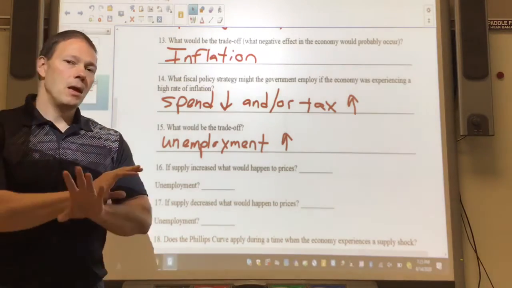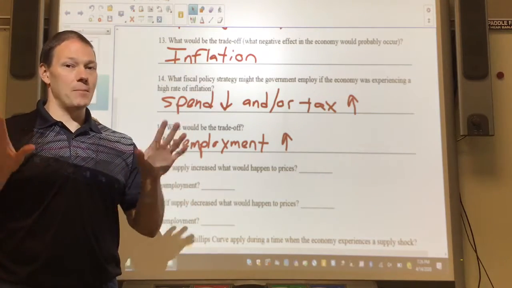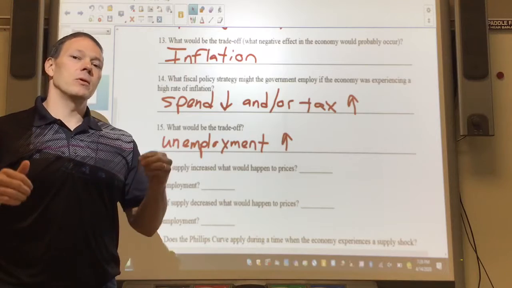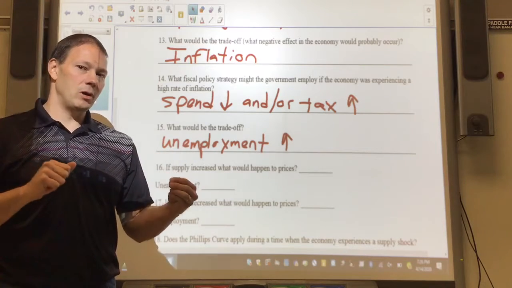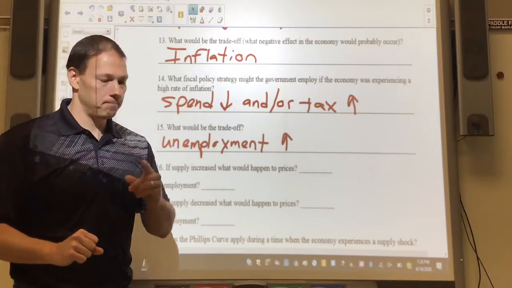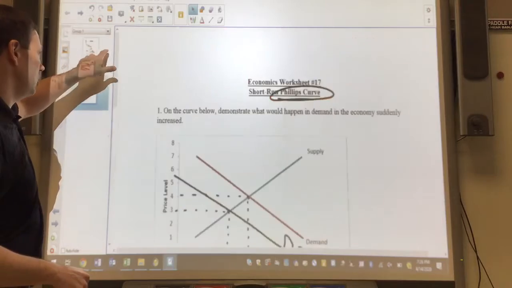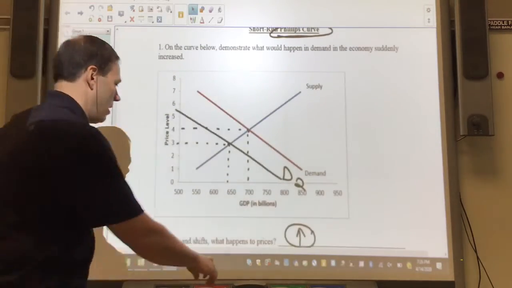Okay, so the big summary that you need to know is that when demand shifts, there is an inverse relationship between inflation and unemployment. That's the most important thing. Now, let's look at what happens when supply shifts. It's a little bit of a different animal.